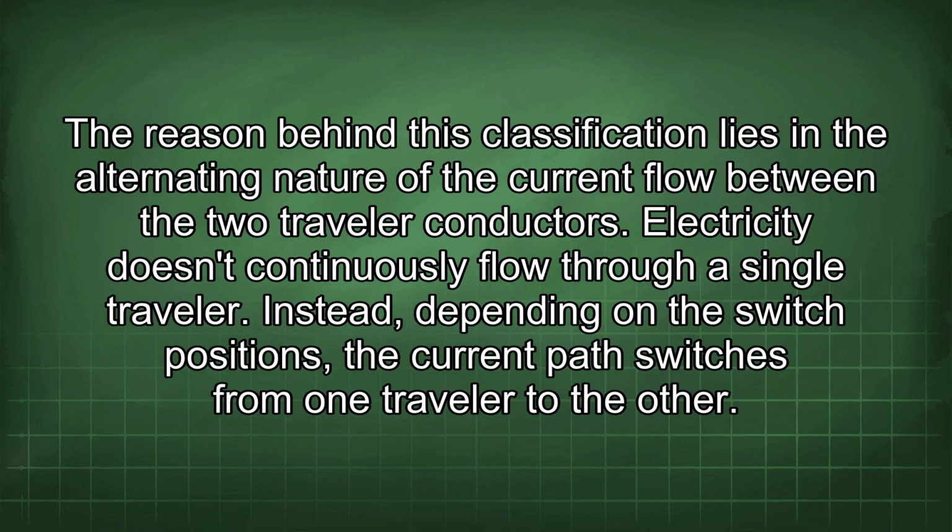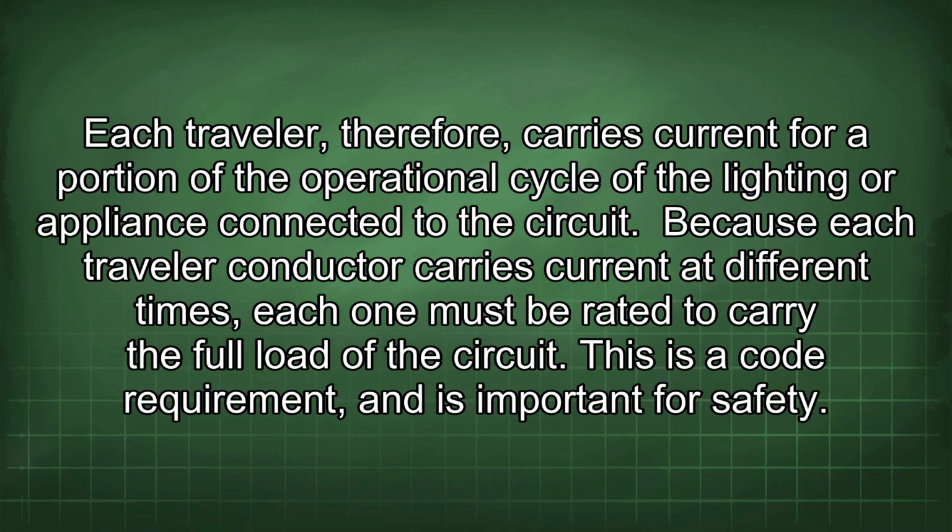Electricity doesn't continuously flow through a single traveler. Instead, depending on the switch positions, the current path switches from one traveler to the other. Each traveler, therefore, carries current for a portion of the operational cycle of the lighting or appliance connected to the circuit. Because each traveler conductor carries current at different times, each one must be rated to carry the full load of the circuit. This is a code requirement and is important for safety.